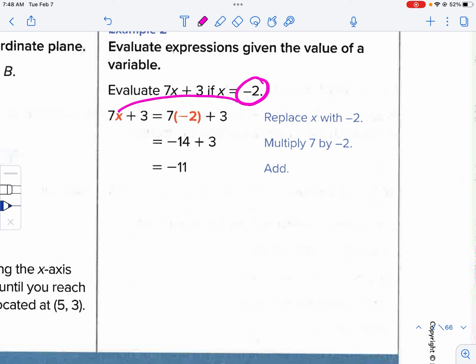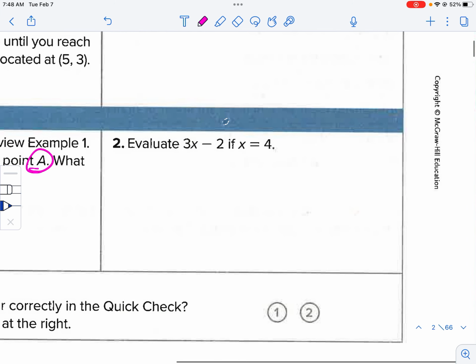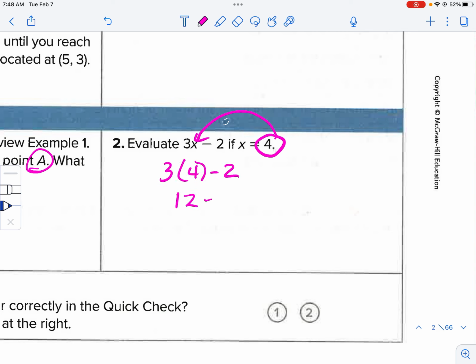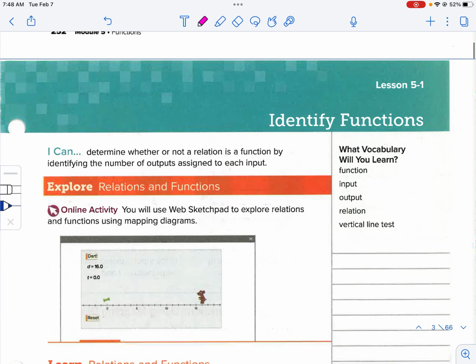Then for evaluating expressions, this was what x is. So all I'm going to do is plug in for x and get my solution. So here I'm going to plug in for x. 3 times 4 minus 2, so that's 12 minus 2, which will get me 10.